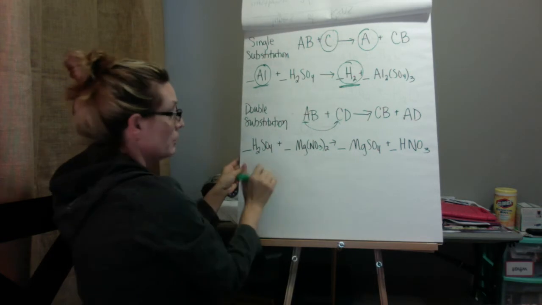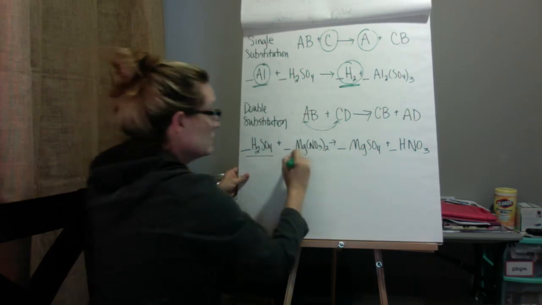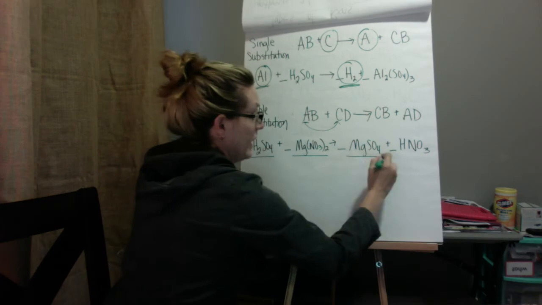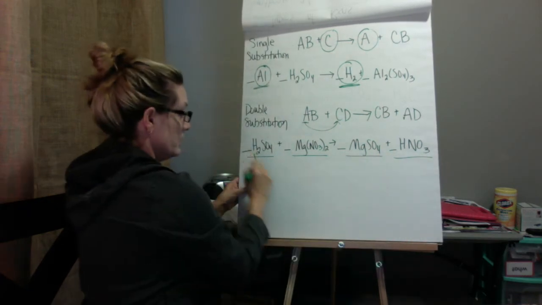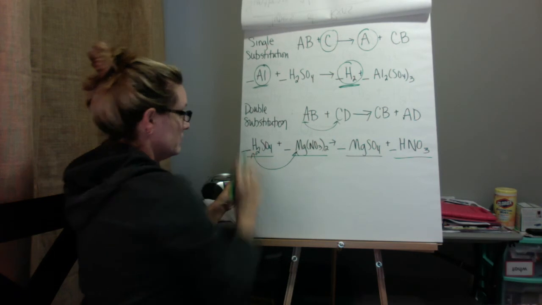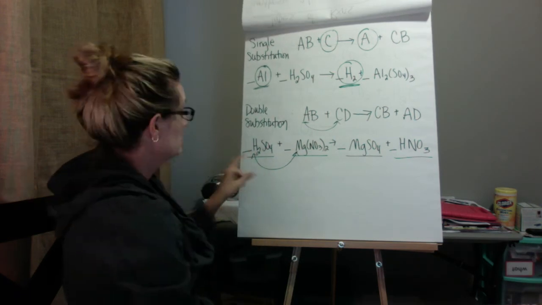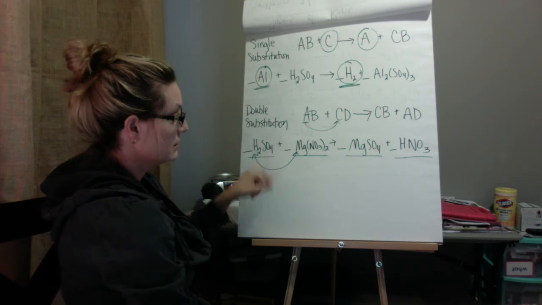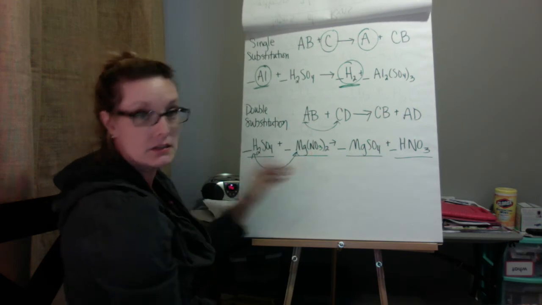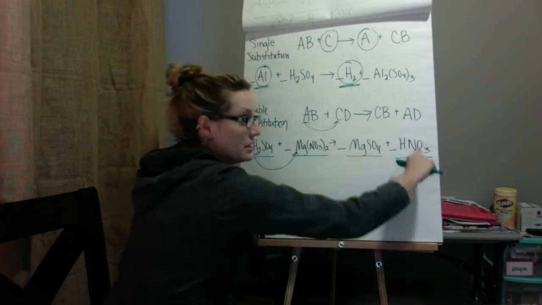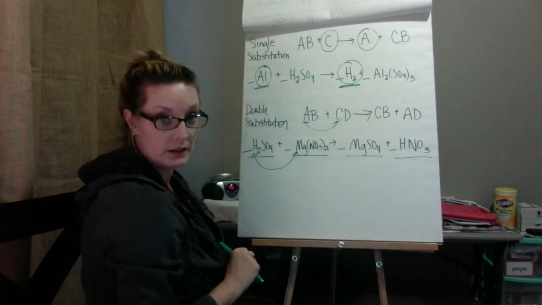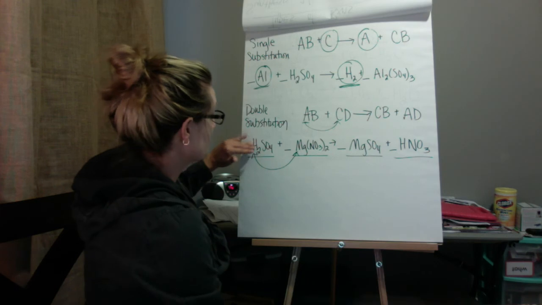And look at your example. I have a compound, I have a compound, I have a compound, I have a compound. And from here and here, these guys switch places. Hydrogen was with sulfate, magnesium was with nitrate, and now they've switched. Magnesium is with sulfate, hydrogen is now with nitrate. Okay? So those are the examples that you're looking at.